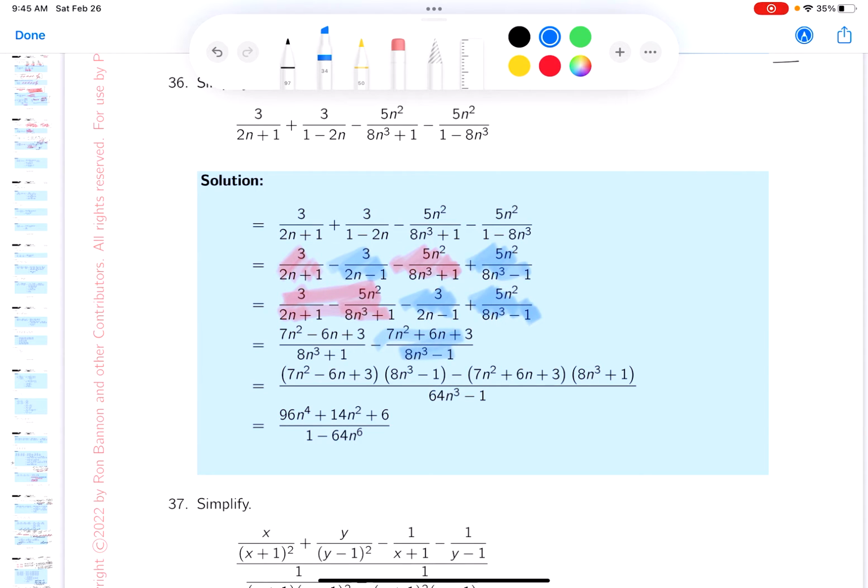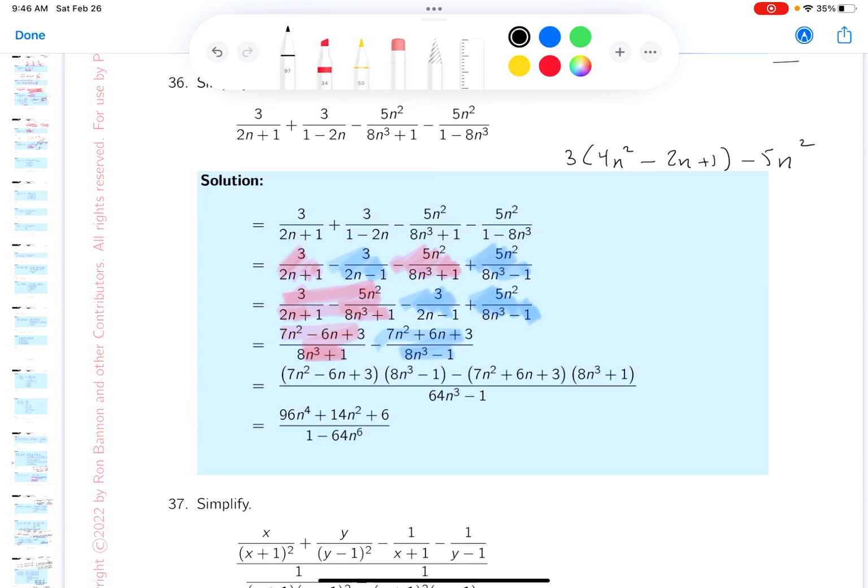Now what I want to do is talk about each of them separately. I'll do the blue one later, but now I want to concentrate on the red one. And what do I notice about that? It's got a common denominator of 8n cubed plus 1. That's not a problem. The problem is the numerator. What's the numerator going to be? 3 times 4n squared, plus, whoops, not plus, I made a mistake there, minus 2n plus 1, minus 5n squared.